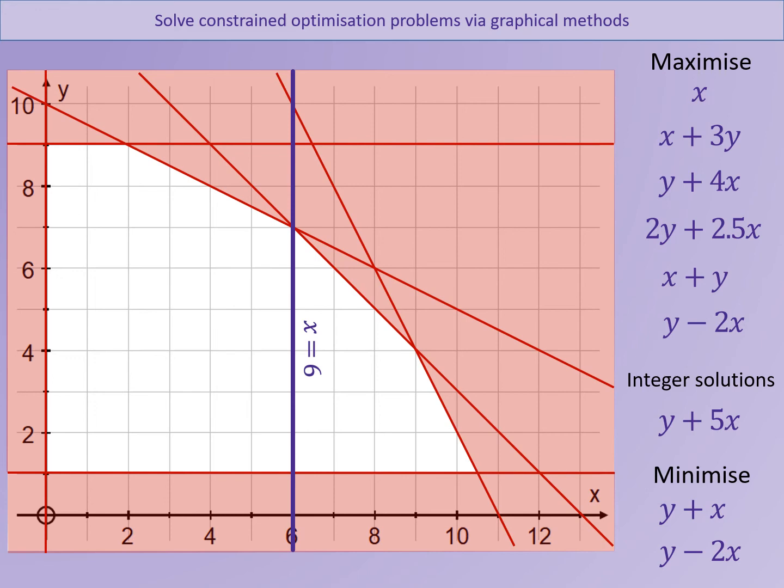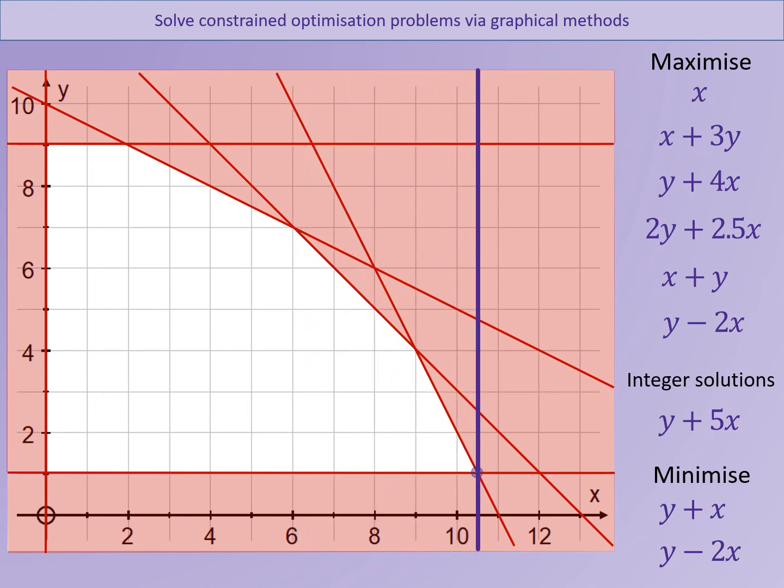So first of all, this is the line p equals x. We've arbitrarily chosen x equals 6 as a value there. And we can see that the largest that x can become is just over 10, actually 10.5. We can find that by intersecting the two lines that cross there.